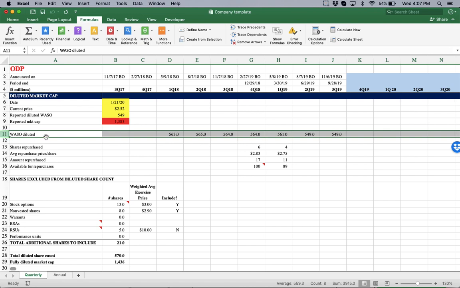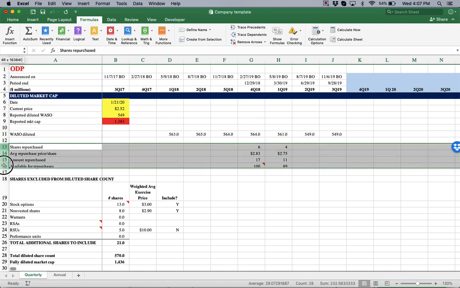Here we have our diluted share count. And this is nice to see because we can track whether the company is issuing more shares, in which case the diluted share count is increasing, or in the case of Office Depot, they are repurchasing some shares. So you see that the share count is actually decreasing. And so that's what these rows here are for.